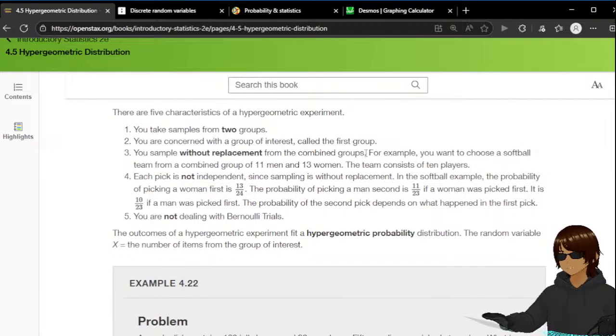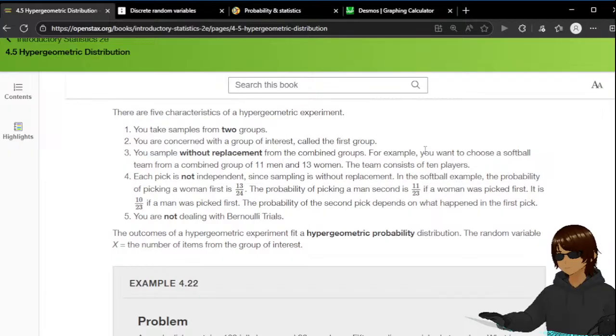The team consists of 10 players. Take samples from 2 groups. Concerned with a group of interest called the first group. 11 men and 13 women. Each pick is not independent and sampling is done without replacement.